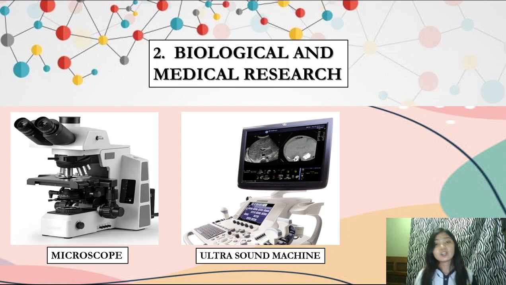The next is biological and medical research. This is a scientific investigation required to understand the underlying life processes which affect disease and human well-being, including such areas as cellular and molecular bases of diseases, genetics, and immunology. We have here some examples of devices being used in this area: the microscope and the ultrasound machine.